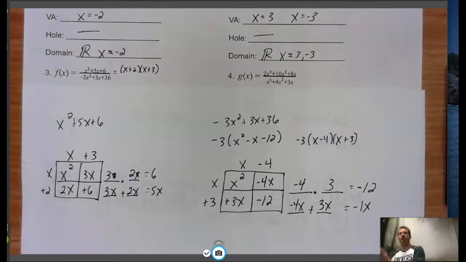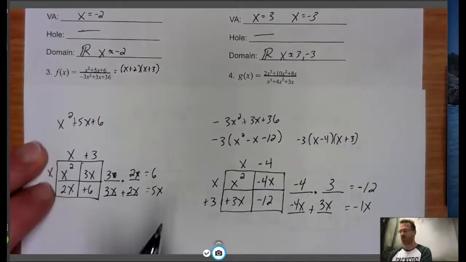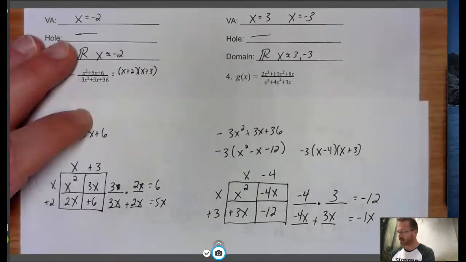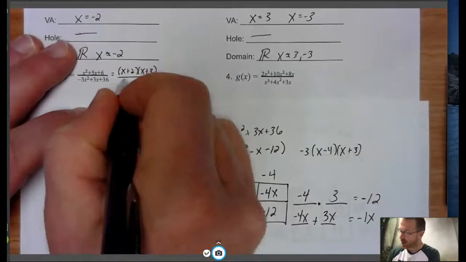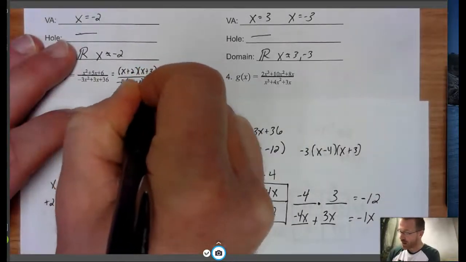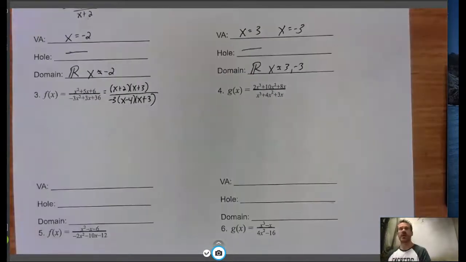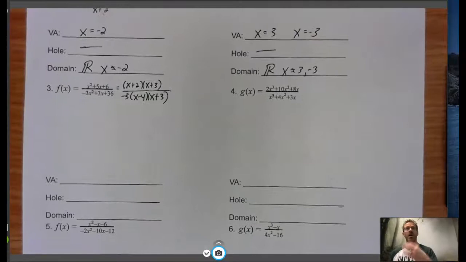Remember, I need to take all of that back to our original problem here. Don't forget that anytime you factor out that constant, it's still part of the problem. So now, I'm going to just take all of this over here. I'm going to have my negative 3, x minus 4, and then x plus 3, like that. So there's our factored form.